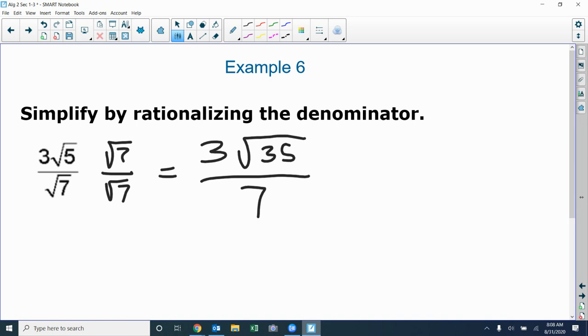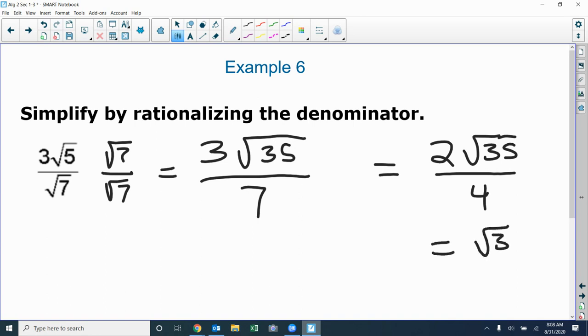What if this came out as 2 square roots of 35? I'm making this problem up, over 4. Then we would simplify this, 2 and 4, down to the square root of 35 over 2. So we would just simplify that to 1/2, 2 over 4. Does that make sense to you? If the numbers out front can be simplified, we will. If inside the radical we can simplify, we do.